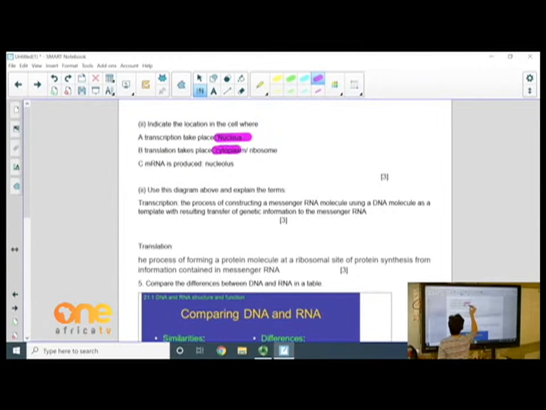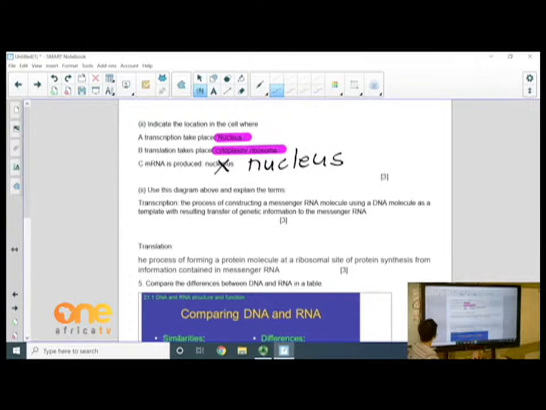Translation in the cytoplasm, or if you say ribosomes, and mRNA is produced, but in the nucleus. Good. Use the diagram above and explain the terms transcription, the process of constructing a messenger RNA molecule using a DNA molecule as a template with resulting transfer of genetic information to the messenger RNA.